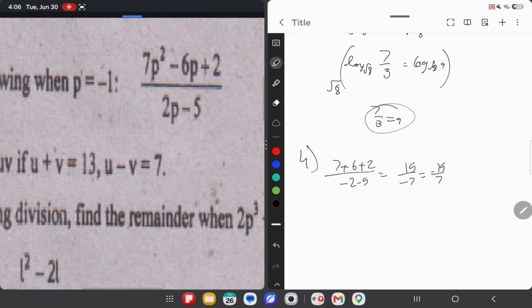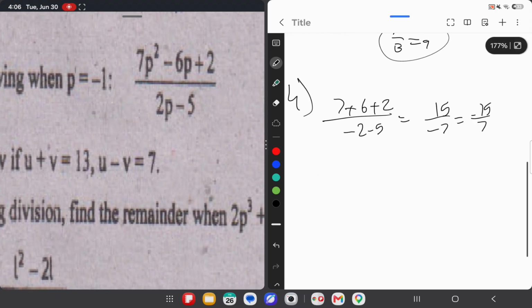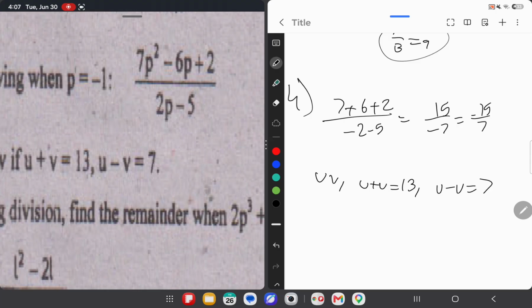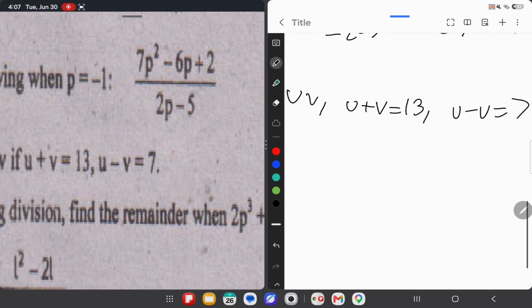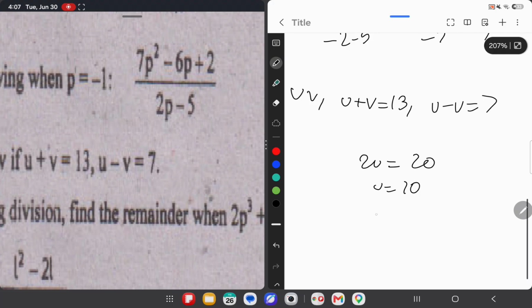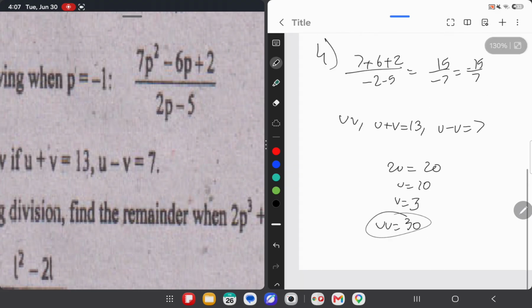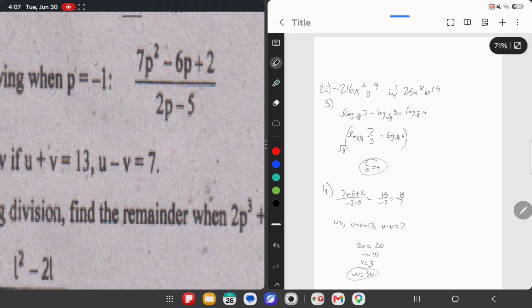UV, if U plus V is equals to 13 and U minus V is equals to 7. Are you threatening me with a good time? 2U is equals to 13 plus 7 is equals to 20. U is equals to 10. And hence V is equals to 3 immediately. So, UV is equals to 30. That immediately, this is so simple, guys.